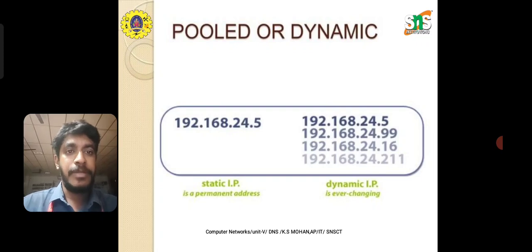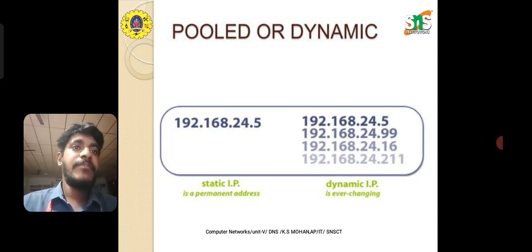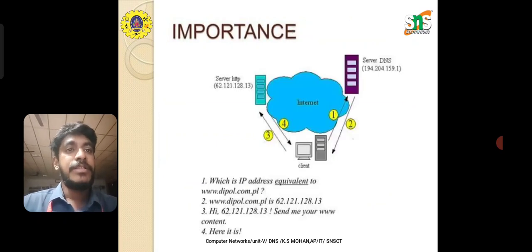192.168.24.5 is a permanent one. We cannot change this IP address, so it is used in the pooled. The dynamic one we can call ever changing. It will be 0.5 or 0.99, 0.16 or 0.211, and likewise it will be extended. So the importance of this IP address is equal for the internet, client, server and the DNS server.